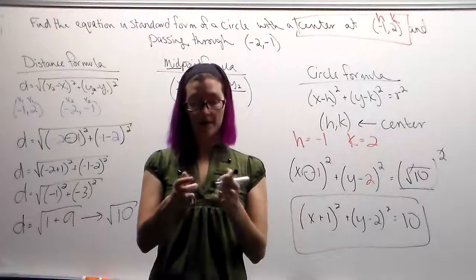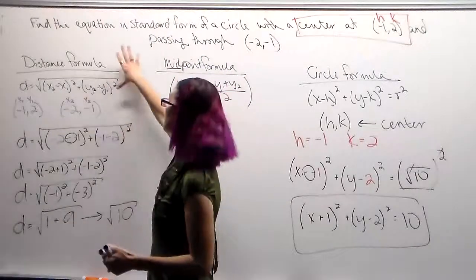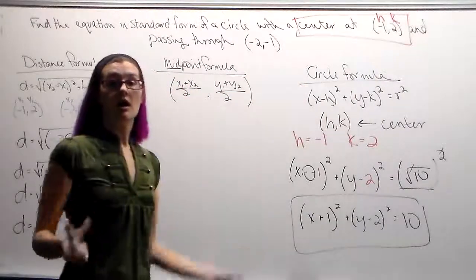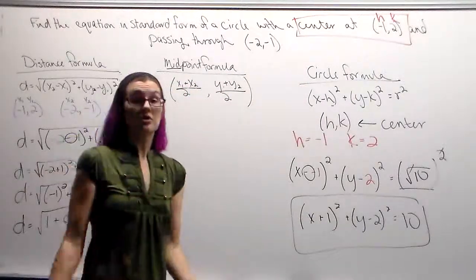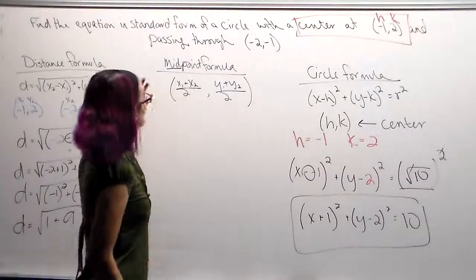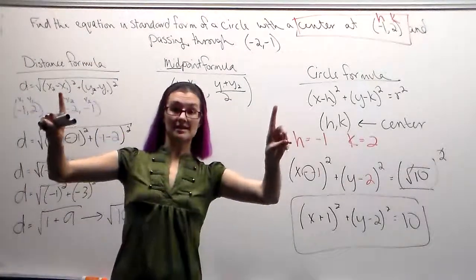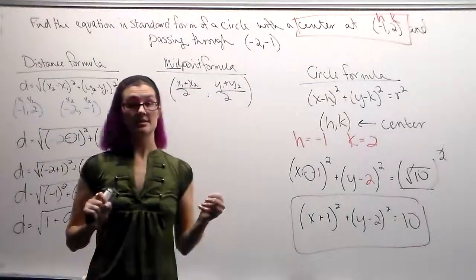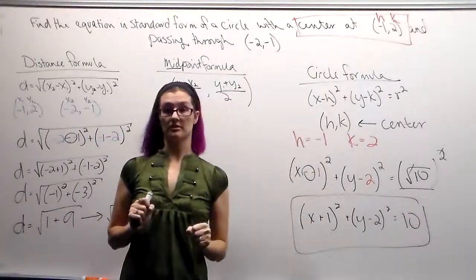So again, a quick recap on circles. 3 formulas, you have the distance formula, the midpoint formula, and the circle formula. All 3 are used depending on what your question is asked. If you were given 2 endpoints and you need to find the center, you're going to start with the midpoint, then use the distance to find the radius, and then plug it all into the circle.